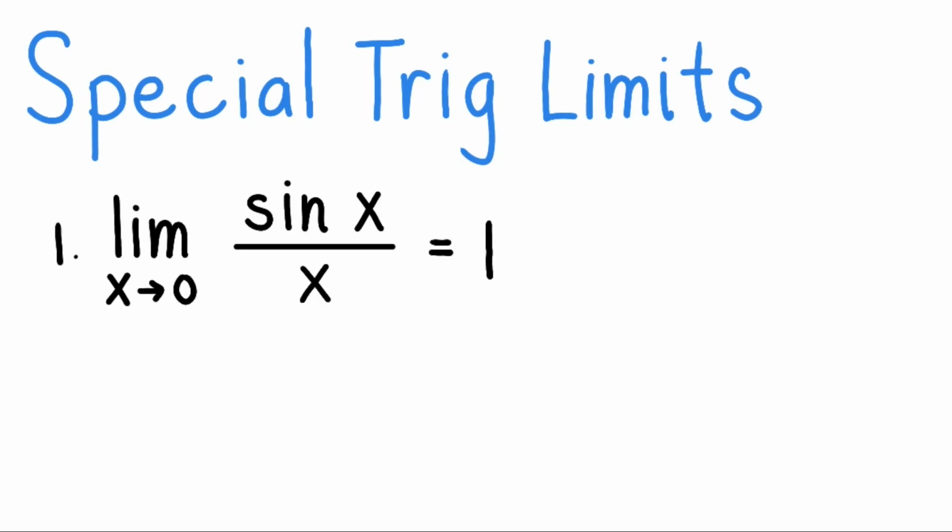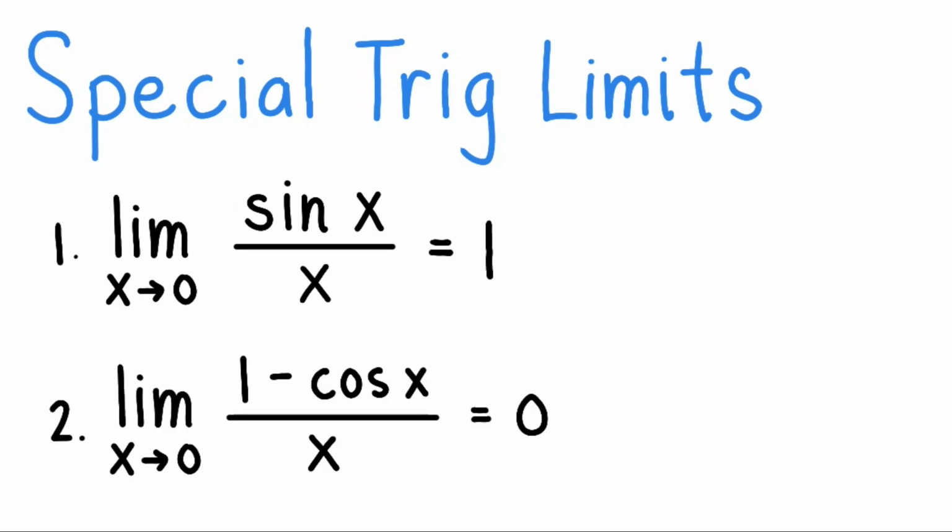Hello there. In this video, we'll be learning about the second special trigonometric limit. To start, recall that in the last video, we learned about the two special trigonometric limits. First, the limit of sine x over x as x approaches 0 is 1, and second, the limit of 1 minus cosine x over x as x approaches 0 is equal to 0.